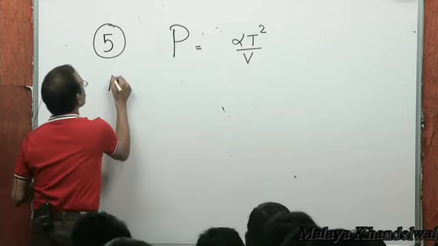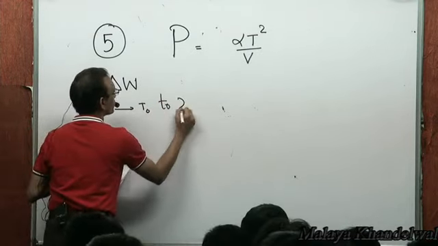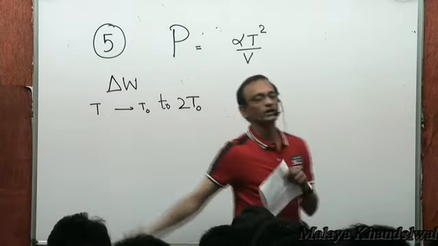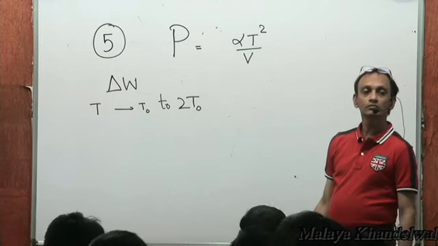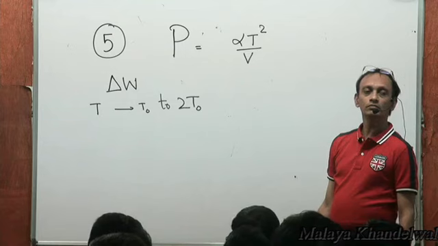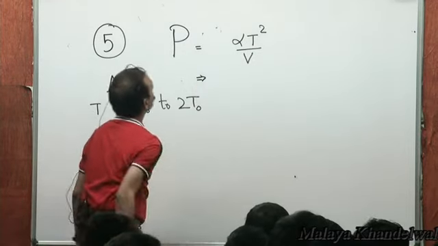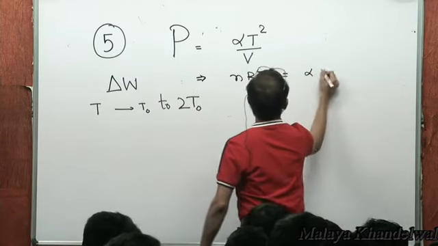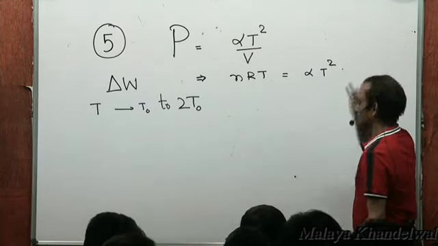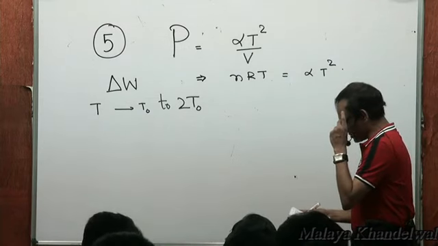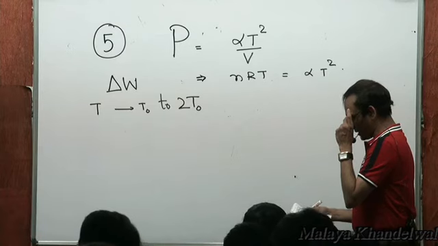We want to find the work done in the process when the temperature changes from T naught to 2T naught. If I say PV is alpha T square, there's nothing wrong with this. But it is an ideal gas, so PV is nRT, and T will come out to be a constant. So how can T vary? There must be a misprint in the problem.